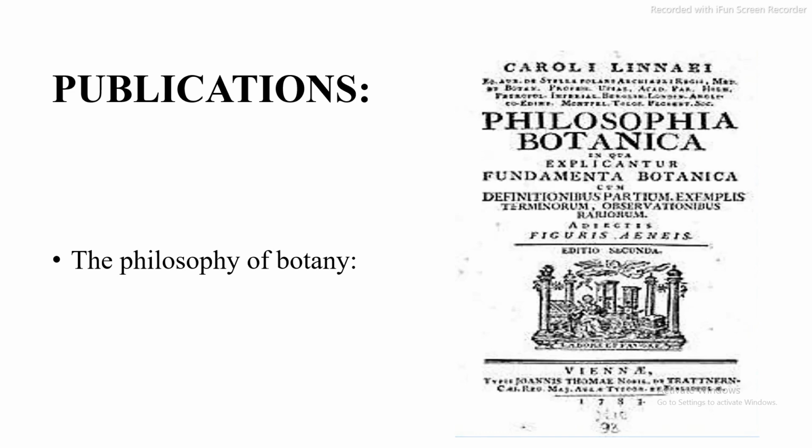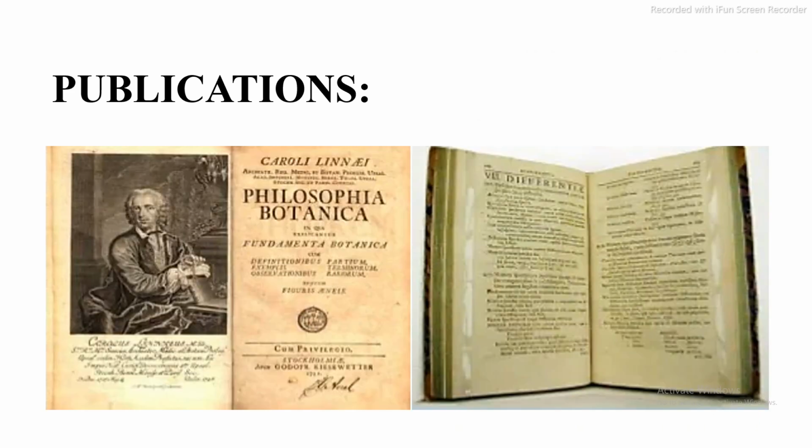Now I am going to discuss the publications. The first publication of Carolus Linnaeus was the Philosophy of Botany, which is also called Philosophia Botanica, as you can see in the figure. This is also the Philosophia Botanica, as shown in the figure.